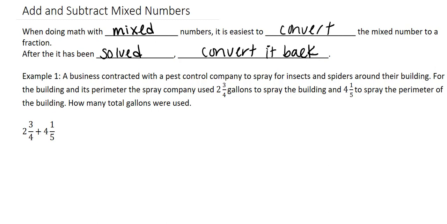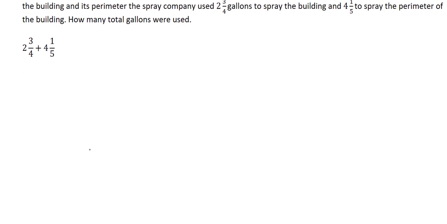So example 1, a business contracted with a pest control company to spray for insects and spiders around the building. For the building and its perimeter, the spray company used 2 3/4 gallons to spray the building and 4 1/5 to spray the perimeter of the building. How many total gallons were used? So we're going to go ahead and go 2 3/4 plus 4 1/5. So let's go ahead and convert both to an improper fraction.